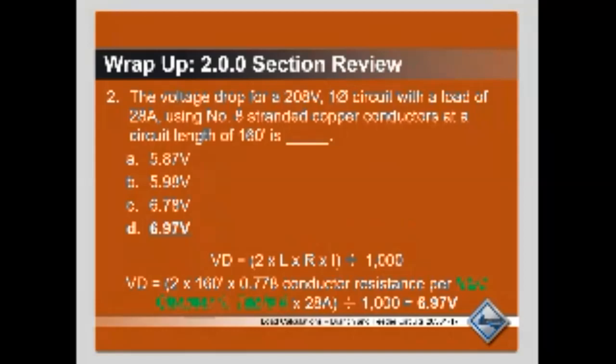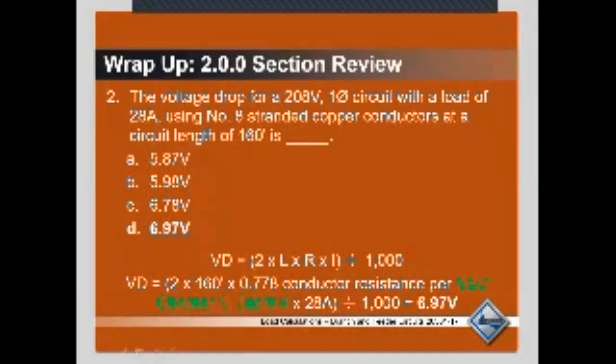Okay. So the key to it is you have all the information except for the chapter 9 table 8 page. So you have to know the reference if you're looking for the ohms per 1,000 foot. Okay. Because if you look right here, like I said, right where it says ohms per 1,000 foot.